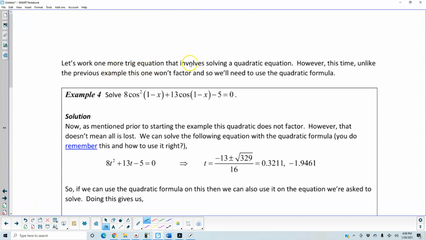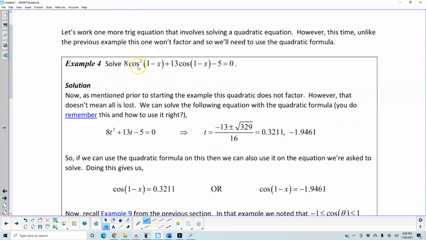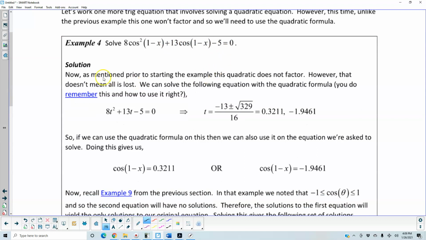Let's work one more trig equation that involves solving a quadratic equation. However, this time, unlike the previous example, this one won't factor, and so we will need to use the quadratic formula. For example 4, we're going to solve 8 times the cosine squared of 1 minus x plus 13 times the cosine of 1 minus x minus 5 equals 0.